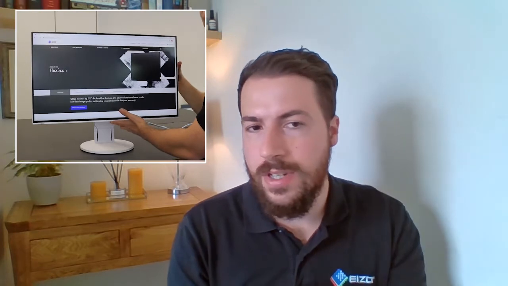For example, our monitors allow for great height adjustment. You can pivot the monitor. You can do so many things, right? Tilt it, move it, and they just allow for a really high degree of adjustment. So that's feature number one.